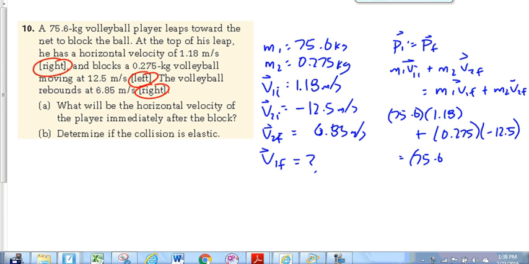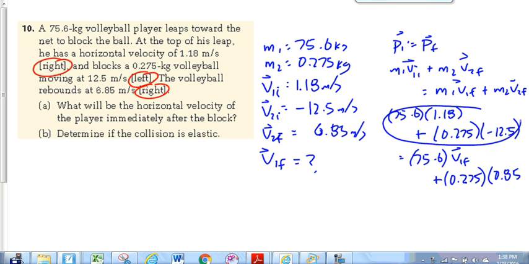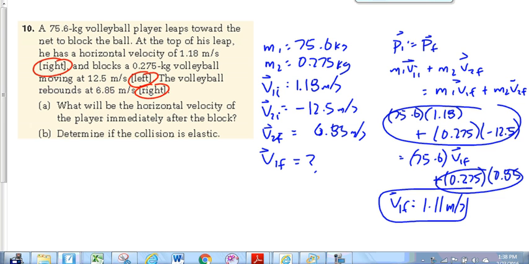75.6 times V1F plus 0.275 times 0.85. So get the number on the left side, get this number, take this number over by subtracting, and then divide it by 75.6, and we should get V1F to be, anybody have that? 1.11 meters per second.